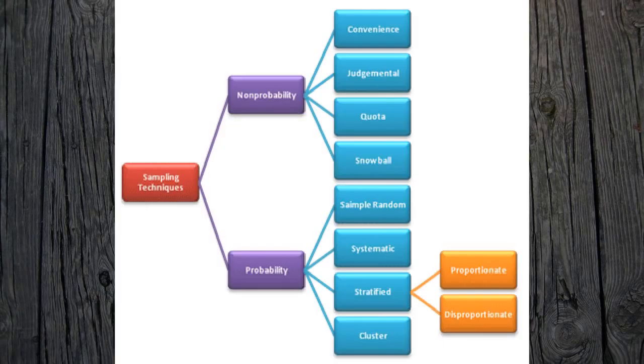There are 2 types of sampling procedure, probability sample and non-probability sample. Examples for probability sample are simple random sample, stratified random sample, and cluster sample. Examples for non-probability sample are convenience sample, judgment sample, and quota sample.